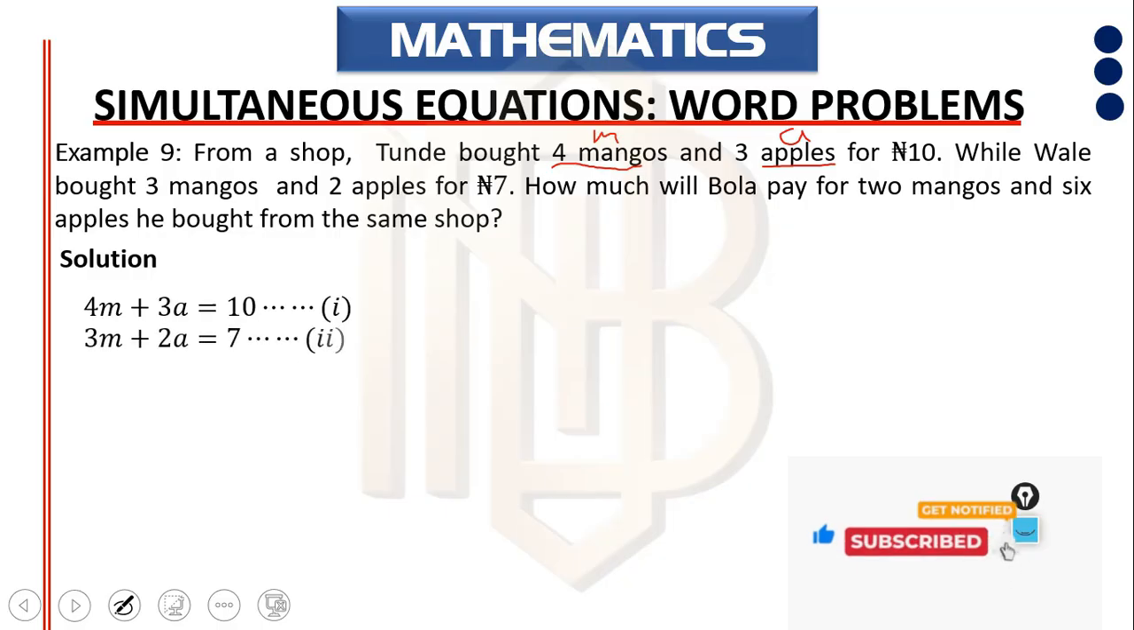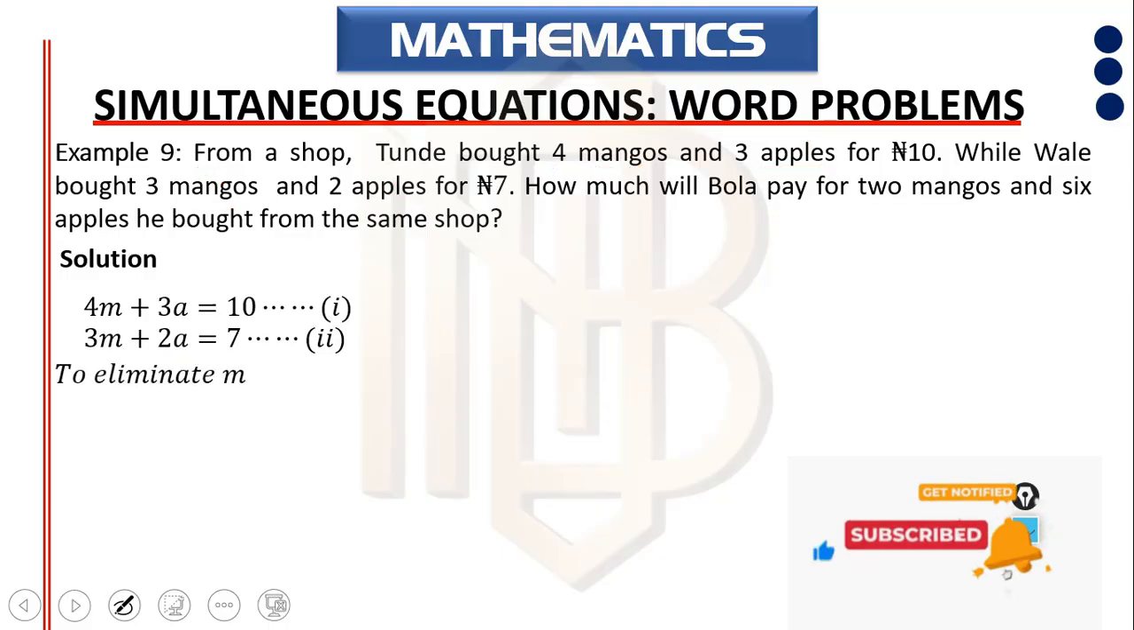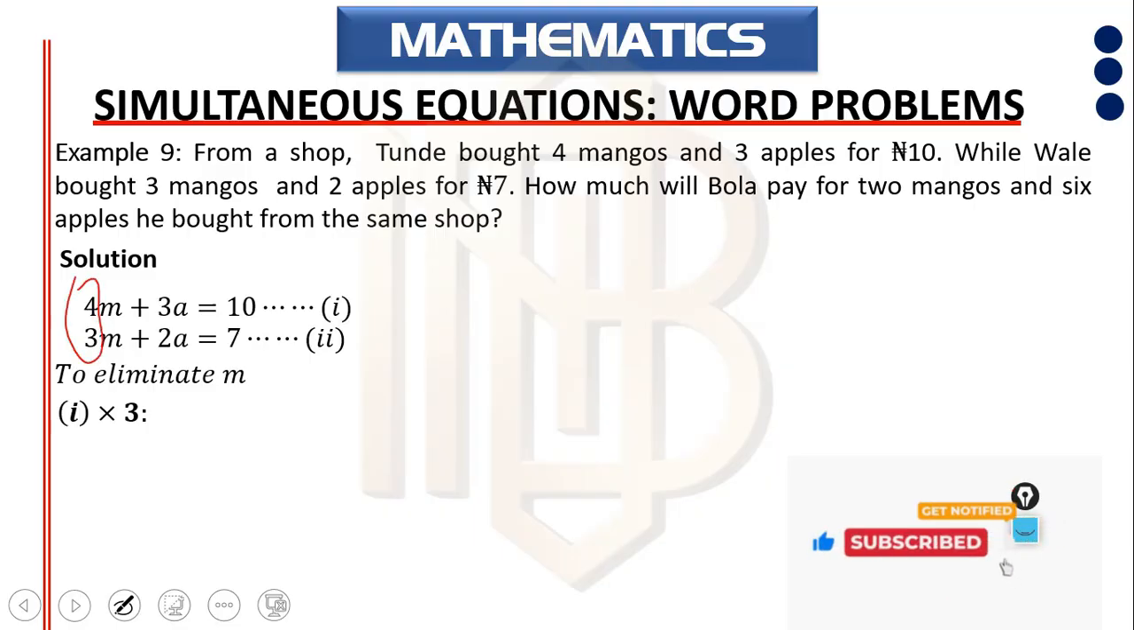For the second one, Wale bought 3 mangoes, that's 3M, and 2 apples, that's 2A, for 7 naira, which is what we have interpreted here. 3M plus 2A equals 7 naira. The rest is to solve simultaneously. We decided to use the elimination method to eliminate M. You know what that implies? That means there will be a flipping of their coefficients.